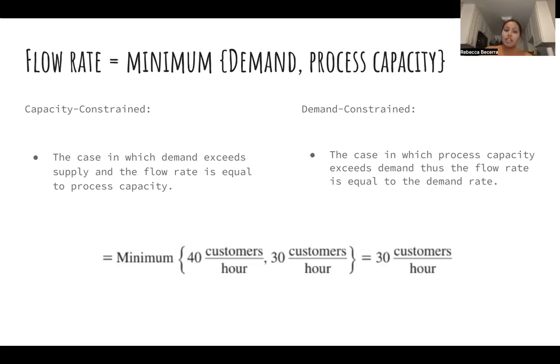Another thing to mention is that we also have a similar term for flow rate, which is throughput. They are identical in meaning. So if you ever see flow rate or if you ever see throughput, just know that they mean the same thing.